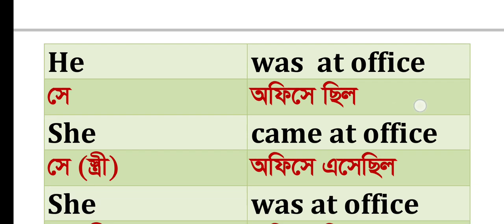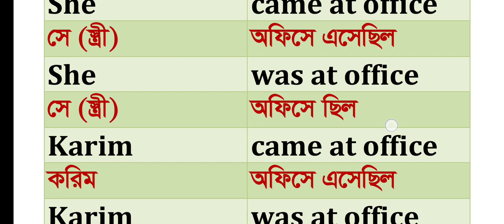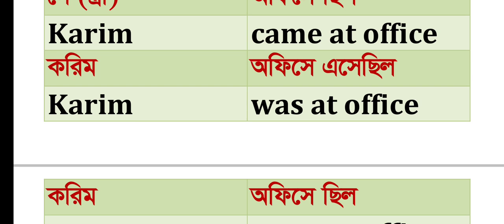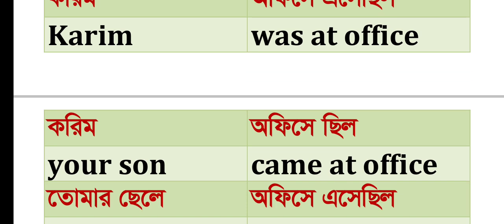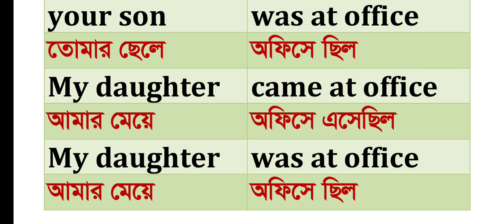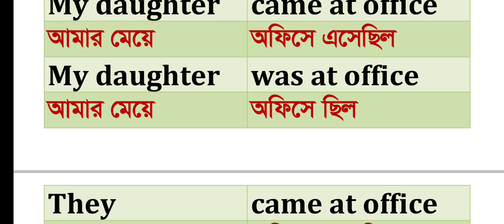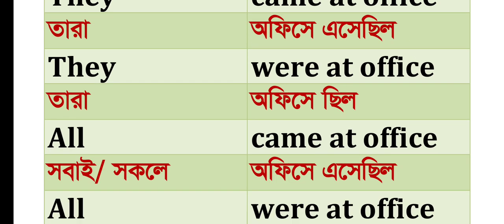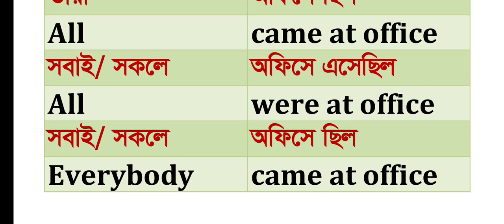She came at office, সে অফিসে এসেছিল. She was at office, সে অফিসে ছিল. করিম came at office, করিম অফিসে এসেছিল. করিম was at office, করিম অফিসে ছিল. Your son came at office, তোমার ছেলে অফিসে এসেছিল. Your son was at office, তোমার ছেলে অফিসে ছিল. My daughter came at office, আমার মেয়ে অফিসে এসেছিল. My daughter was at office, আমার মেয়ে অফিসে ছিল. They came at office, তারা অফিসে এসেছিল. They were at office, তারা অফিসে ছিল. All came at office, সবাই অফিসে এসেছিল. All were at office, সবাই অফিসে ছিল.